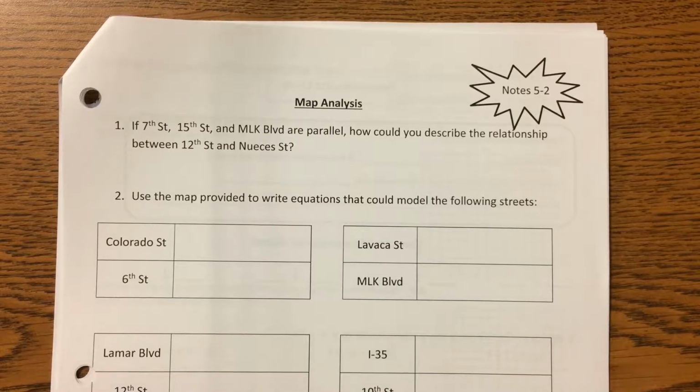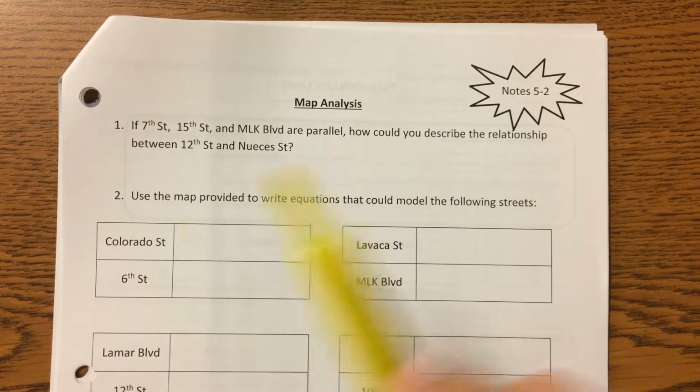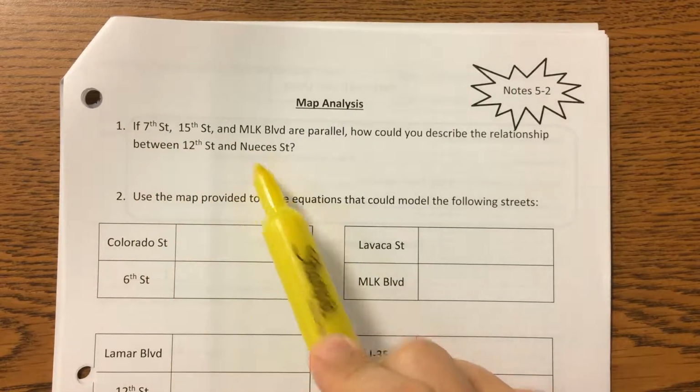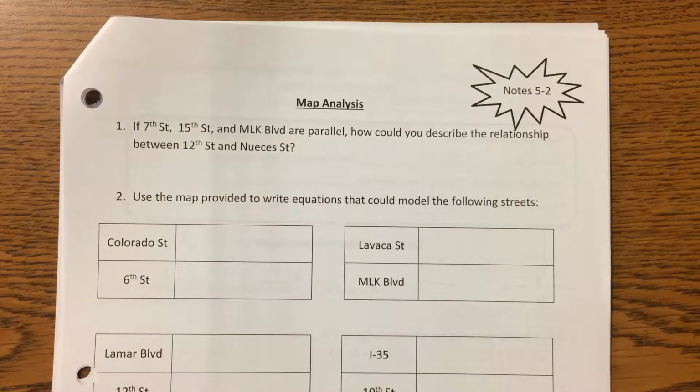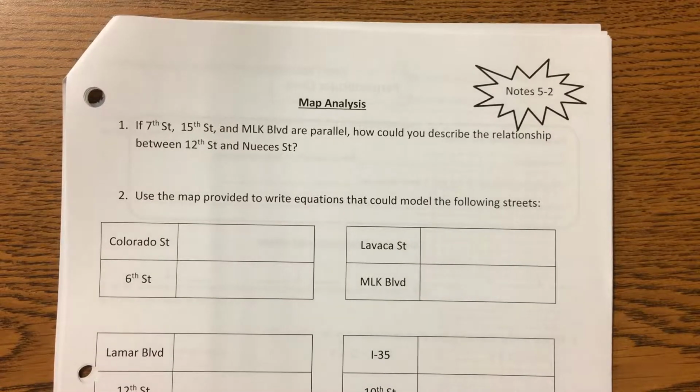Hey y'all, so we're going to be looking at this map again of downtown Austin. The first question says if 7th, 15th Street, and MLK are parallel, how could you describe the relationship between 12th and Oasis? So first, let's take a look at those streets.